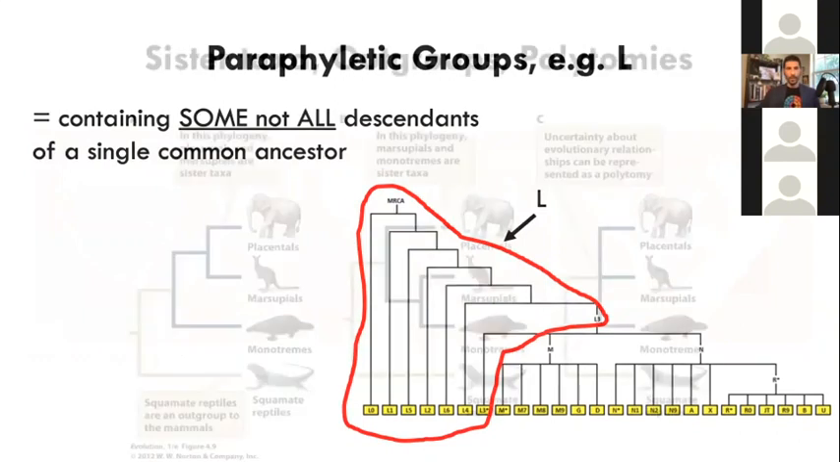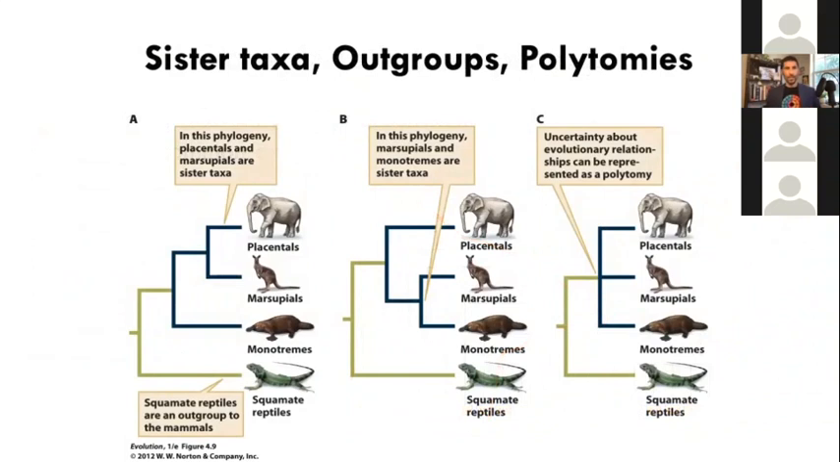Sister taxa are just the adjacent branches in a tree. So in the example here, placental mammals and marsupial mammals are sister taxa. Outgroups are just the sister taxon that's the farthest out. So it's squamates or reptiles in this example. And polytomies, you can see on the right-hand side, are just unresolved branches where you get more than 2 taxa that are next to each other. Usually this indicates uncertainty in how those are related, or they're quickly branching, so there are not enough markers to split them apart.